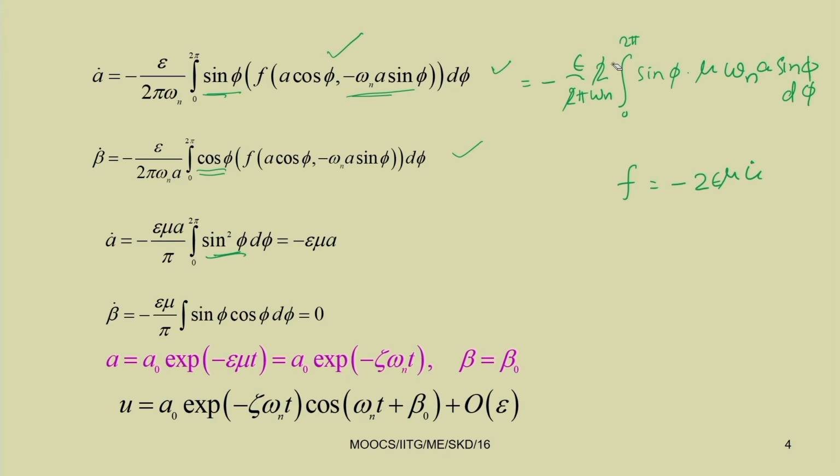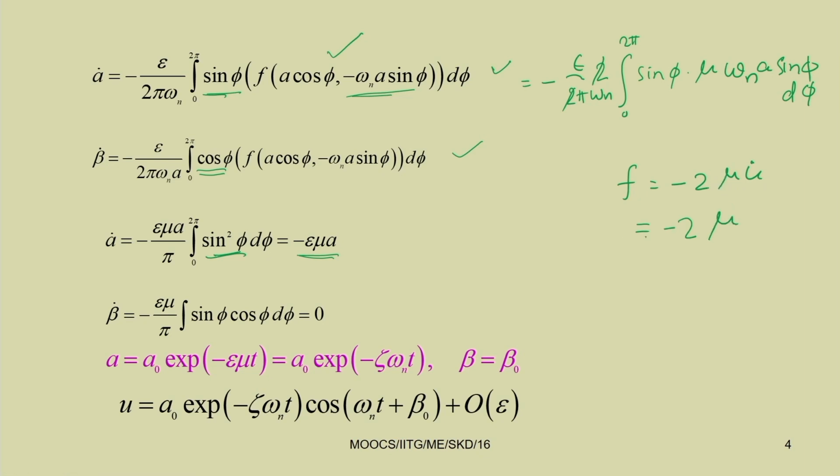So, this becomes minus epsilon mu A by pi integration 0 to 2 pi sin square phi d phi. So, this integration becomes minus epsilon mu A. Similarly, for beta dot, this can be written as minus 2. So, we write f equal to epsilon f, so f will be equal to epsilon mu.